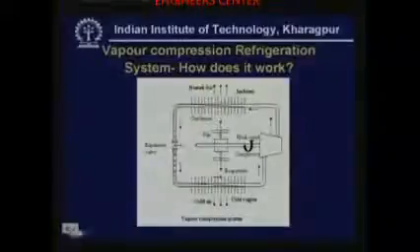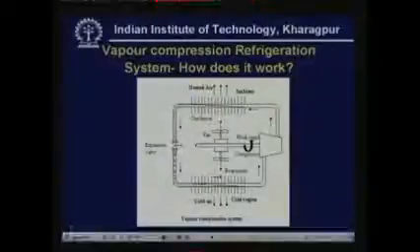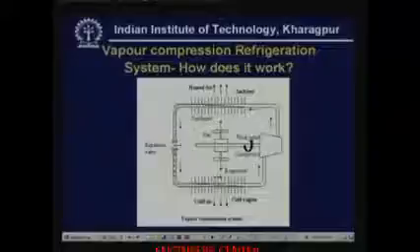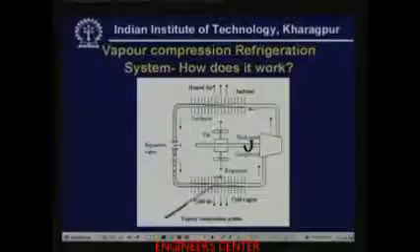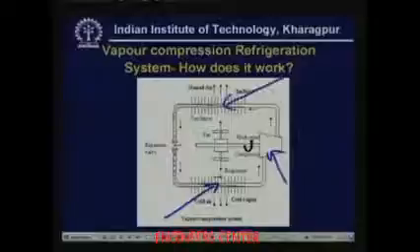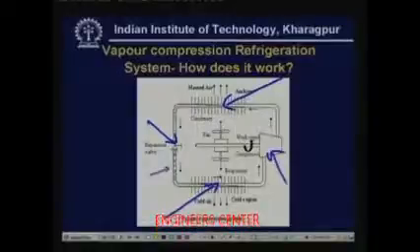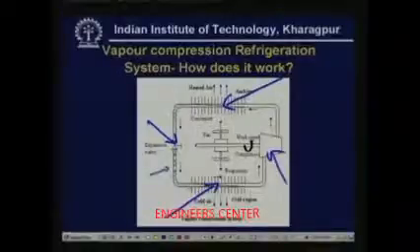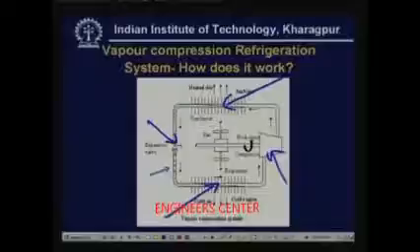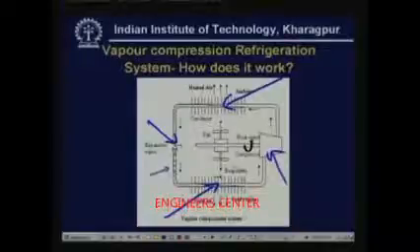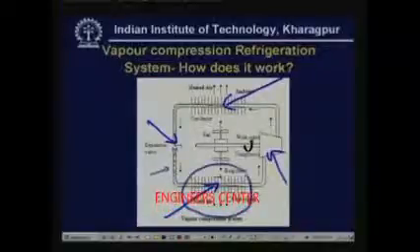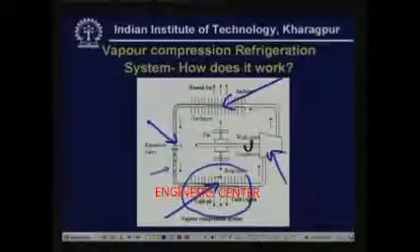Now let me show the basic principle of a vapor compression refrigerant system. Again you have the four basic components here: evaporator, compressor, condenser, and an expansion valve. Let us begin at this point. Right after the expansion valve, a low pressure, low temperature liquid enters into the evaporator, where it boils by taking heat from the surroundings. So the surroundings get cooled and you get a refrigeration effect in the surroundings.